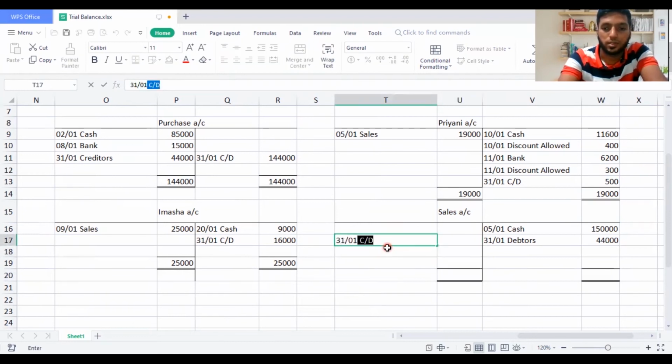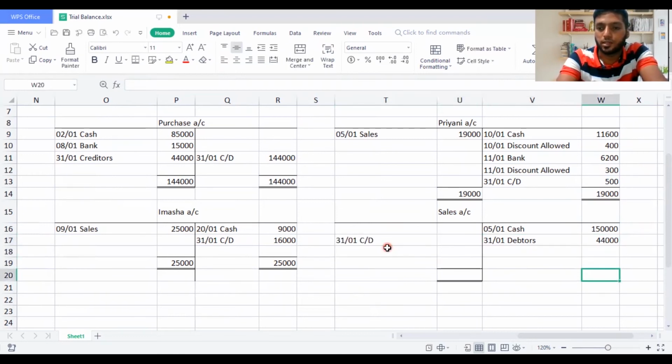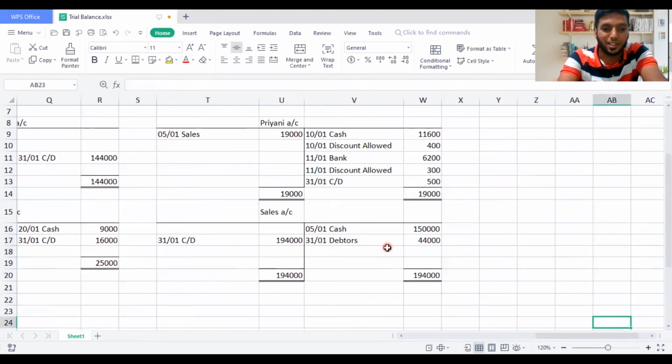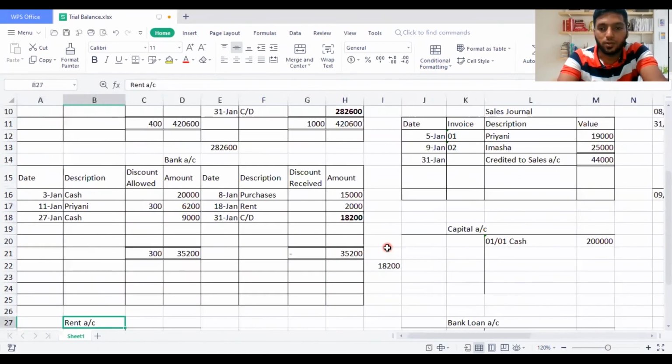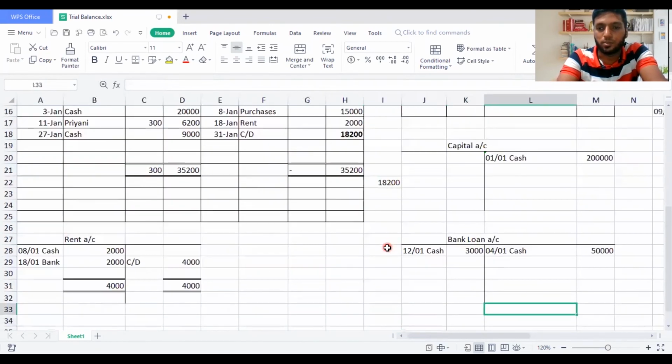31st first carry it down. So we got 194,000. Right, I hope so. My values may be wrong. I'm very sorry, but I'm doing this with the assumption that everything is correct. So we move on. I think I have finalized everything except this capital account and bank loan.